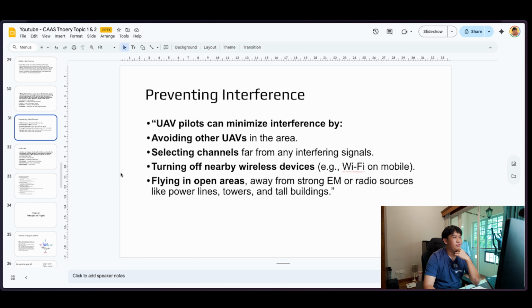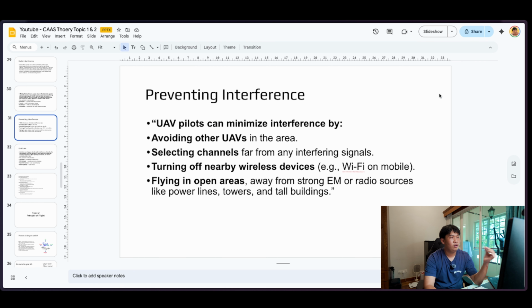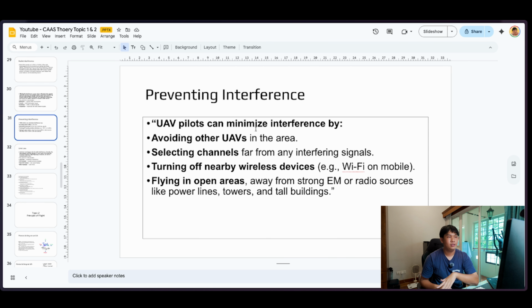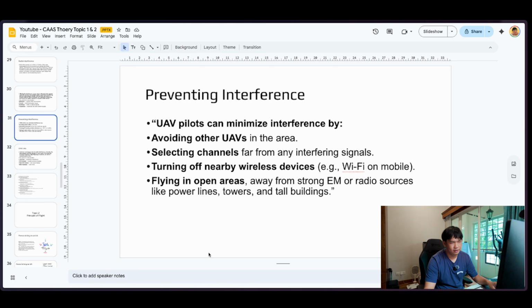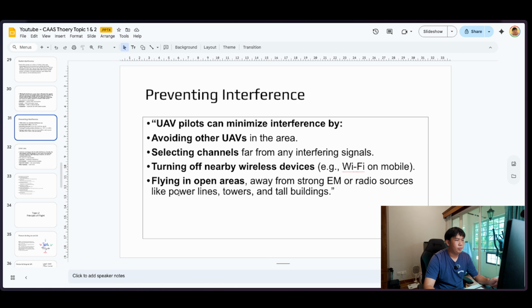So preventing interference, UAV pilots can minimize the interference by avoiding other UAVs in the area, or selecting channels far away from the interference signals, or turning off nearby wireless devices, such as your Wi-Fi, such as your Bluetooth. Okay, fly in open areas away from strong EM or radio sources, like your power lines, towers, or tall buildings. Yes, what I mentioned, tall buildings, right? So it just reflects. Okay.